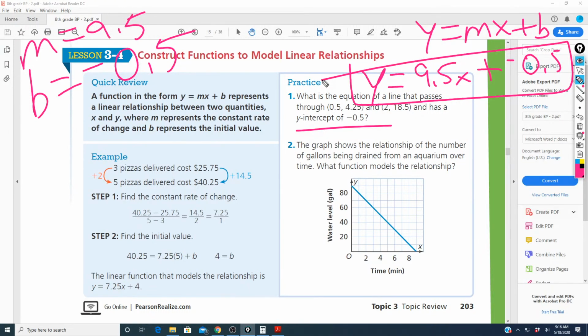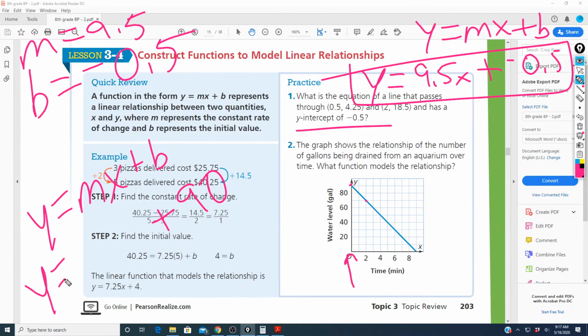So the graph shows the relationship of the number of gallons being drained from an aquarium over time. What function models that relationship? Now, this is where you have to sit there and take two data points, and this is hard on me drawing on a computer, but if I were to take two data points on the line, I know that if I start with y equals mx plus b, my y-intercept here is going to be 90. So I know that I'm going to have a 90 over there. Now I got to find what the slope is. The slope is going to be negative, but in this instance, if one of my points is at 90, I know that it's going to be 90 divided by my change in x. So let's see.